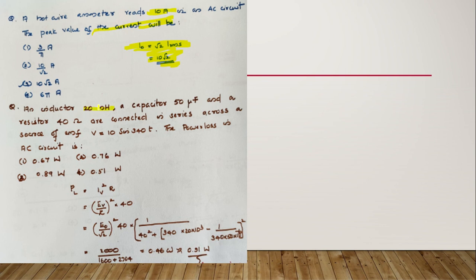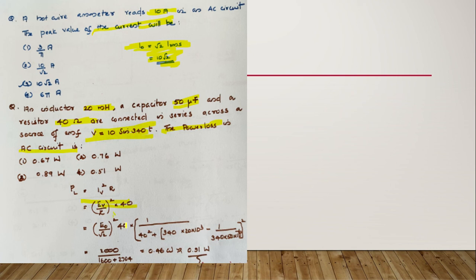An inductor of 20 millihenry, a capacitor of 50 microfarad, and a resistor of 40 ohm are connected in series across a source of EMF V is equal to 10 sin 340t. What is the power loss in the AC circuit? So simple formula. So the power is E_v square, so we can say that I square R. That is the I virtual. So here E virtual by Z.